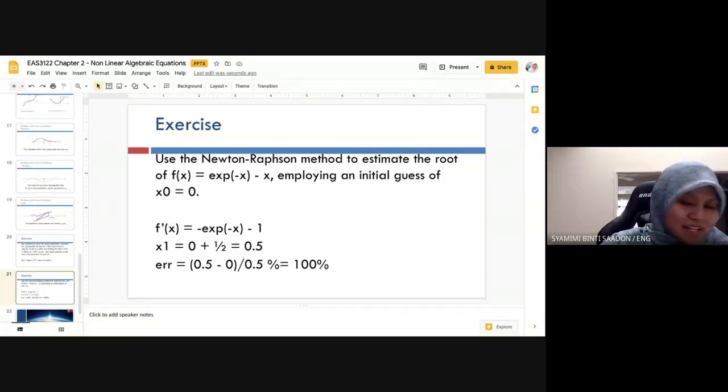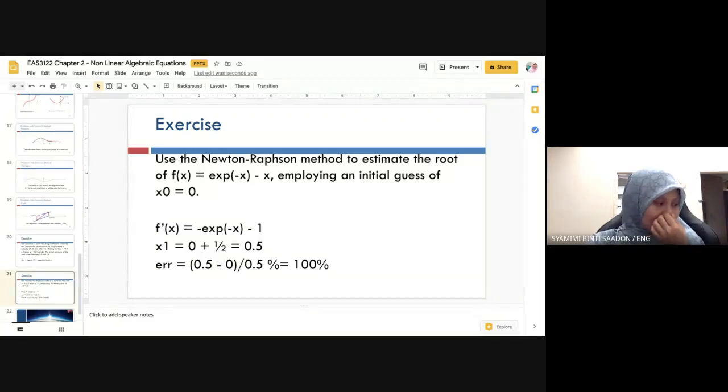So what is your x2? 0.5663. Okay, so the error becomes smaller. If you want to continue another round.